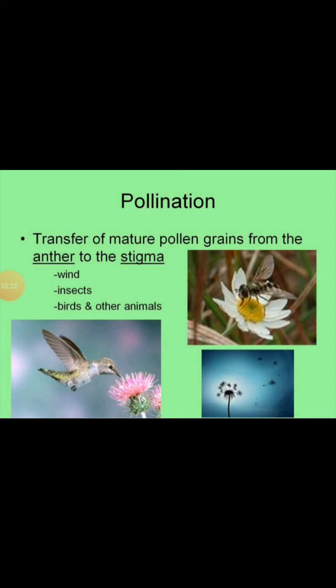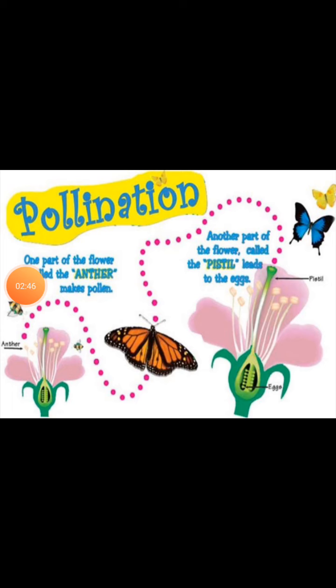So, transfer of mature pollen grain from anther to stigma of a flower is known as pollination. Generally, pollination is a main characteristic of spermatophytes. What do you mean by spermatophyte? That belongs to gymnosperms and angiosperms, which bear seeds. Pollination is a major characteristic of spermatophytes, as I told you, because they bear seeds.